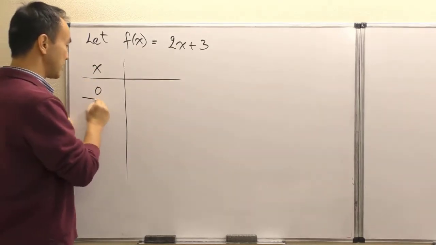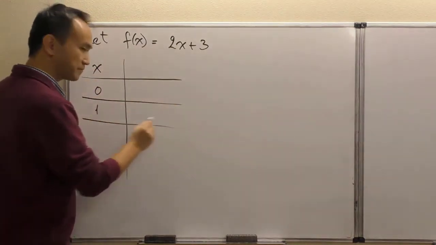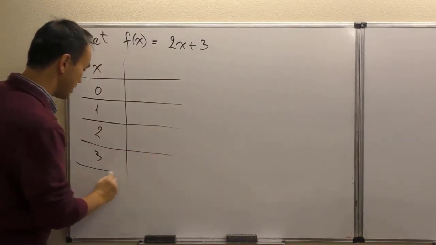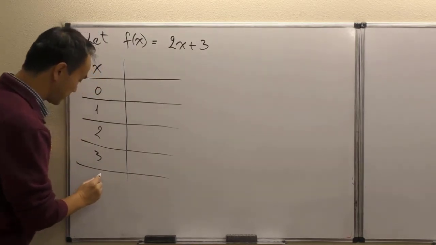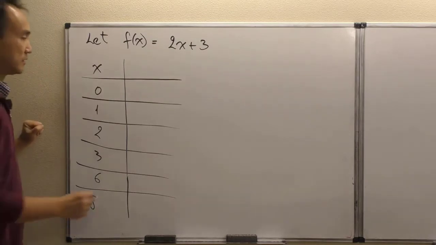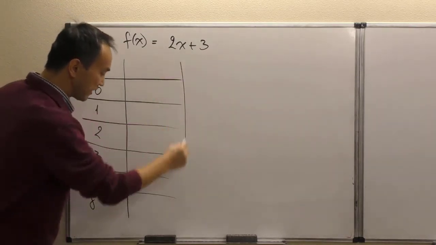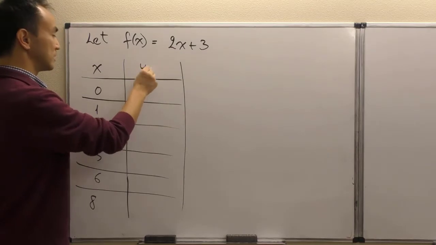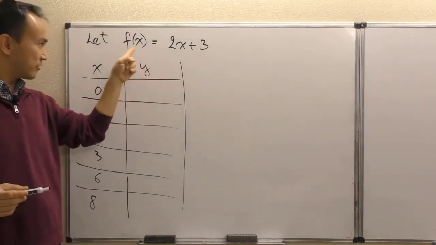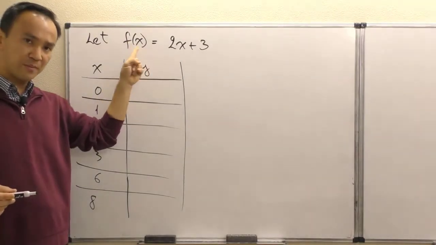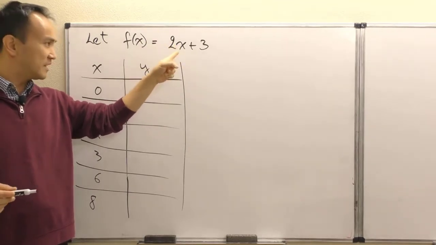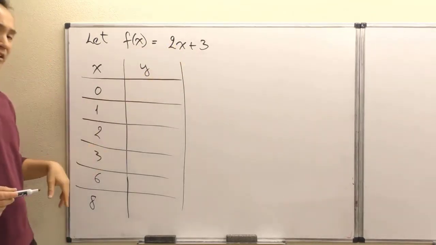How about 0, 1, 2, 3, 6, and 8. So I'm sketching down about 6 different values. Now the y value comes out as the output of this function. A function is a rule. The rule represented by this function f says that for every input x, we multiply the input by 2 and add 3.